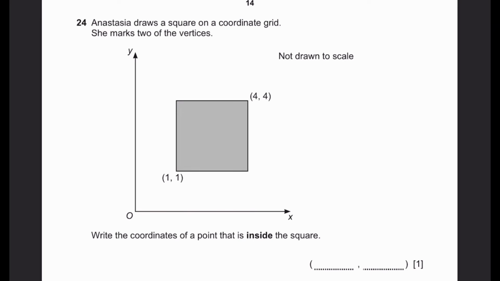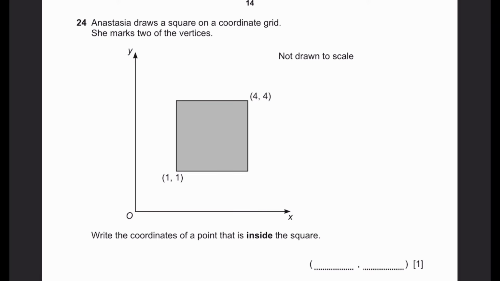Anastasia draws a square on a coordinate grid. She marks 2 of the vertices. Give the coordinates of a point that is inside the square. There are quite a few answers for this, but we can see that the point should not be outside of this shaded region. And how do we get that? The x value of the point has to be between 1 and 4, and the y value also has to be between 1 and 4.